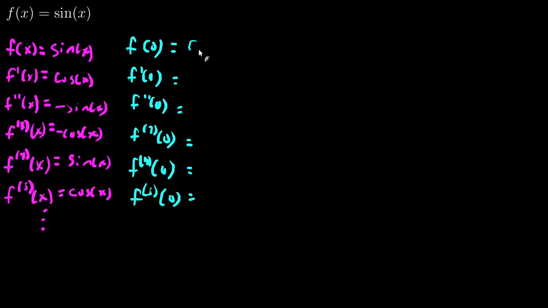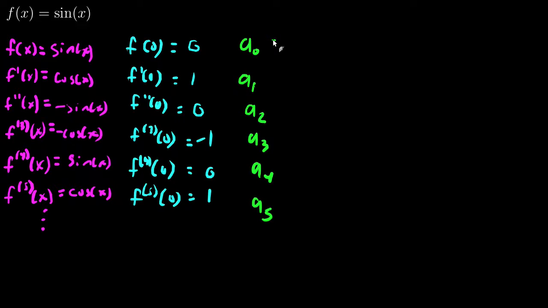Okay, sine of 0 is 0, cosine of 0 is 1. Negative sine of 0 is 0, negative cosine of 0 is -1. Sine of 0 is 0, cosine of 0 is 1. And then I get the coefficients by dividing by the n factorial. So a1, a2, a3, a4, and a5. I keep on forgetting to put the ellipsis because it doesn't stop at a5, it keeps going. So ellipsis there, ellipsis here.